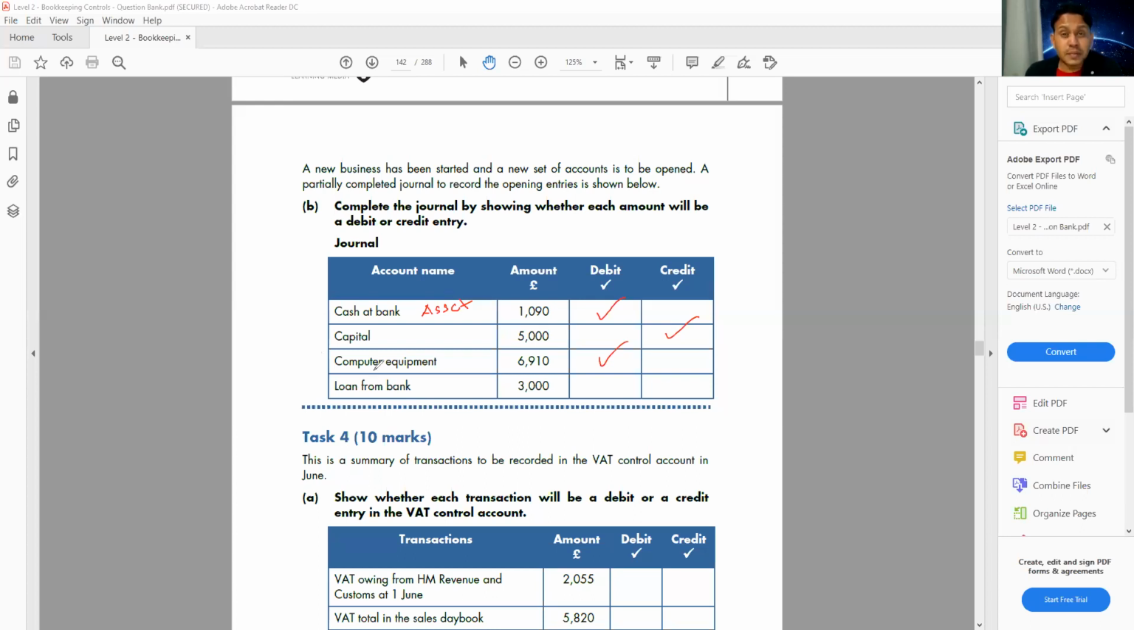Then loan from the bank. Loan from the bank is also our credit. That's a liability. If I took a loan from the bank, I have to pay it back. So that's my liability. All right, I think it's a very easy question. We don't have to discuss too much about it. Let's move on to the next question.